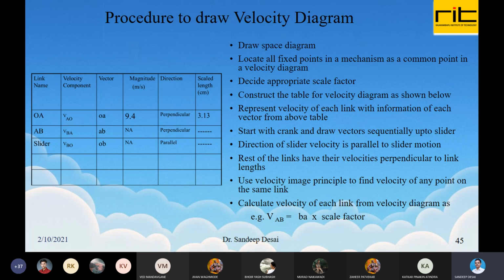In the problem that we had solved, there were 2 fixed points, A and D, and those were considered as a common point, and from there we had started drawing our velocity diagram. Then decide appropriate scale factor for velocity diagram. It can be 1:1, it can be scaled up or scaled down depending on your requirement. Construct the table for velocity diagram.